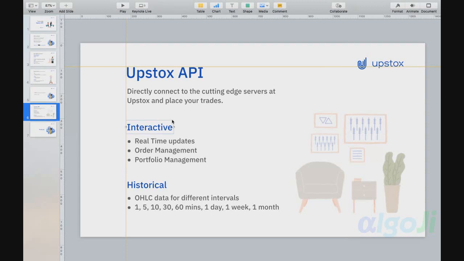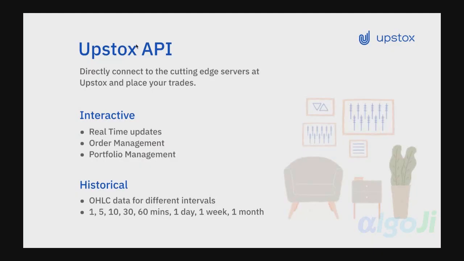Our Upstox API, we have actually split it into two modules. One is the interactive, the other one is the historical. Interactive basically deals with all the real-time updates like your order updates and live OHLC and all that. While order management and portfolio management is also part of interactive only. Order management involves placing of orders, getting order book and position book and all that. Portfolio also, holdings and balances. All of that is part of the interactive module.